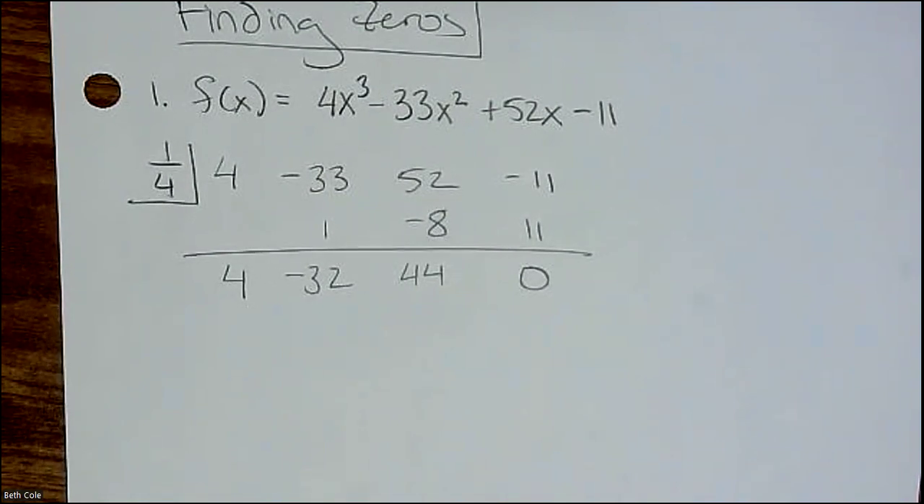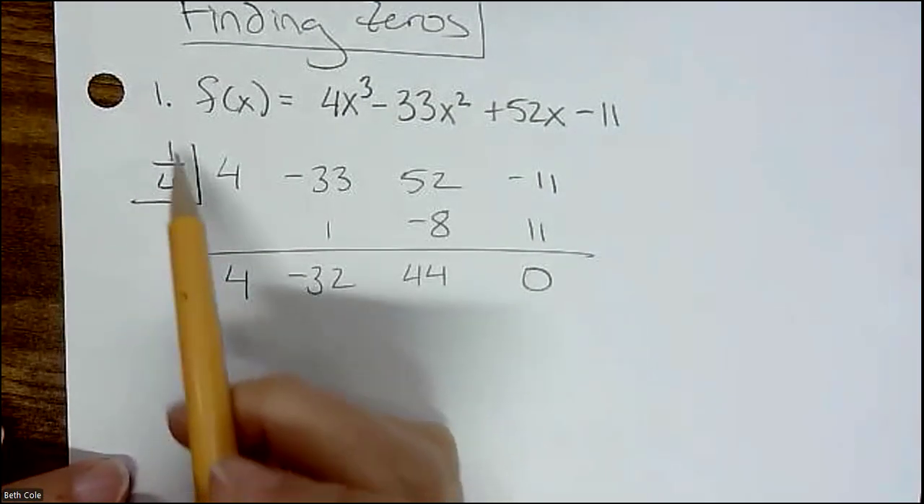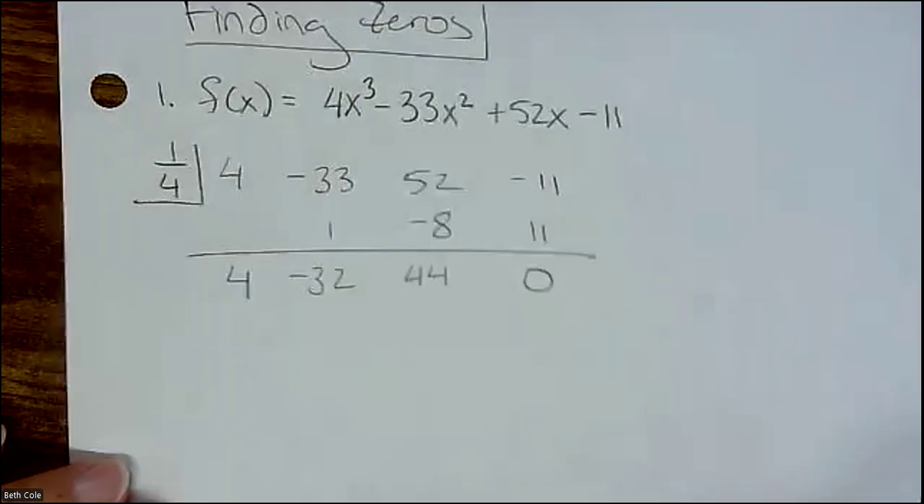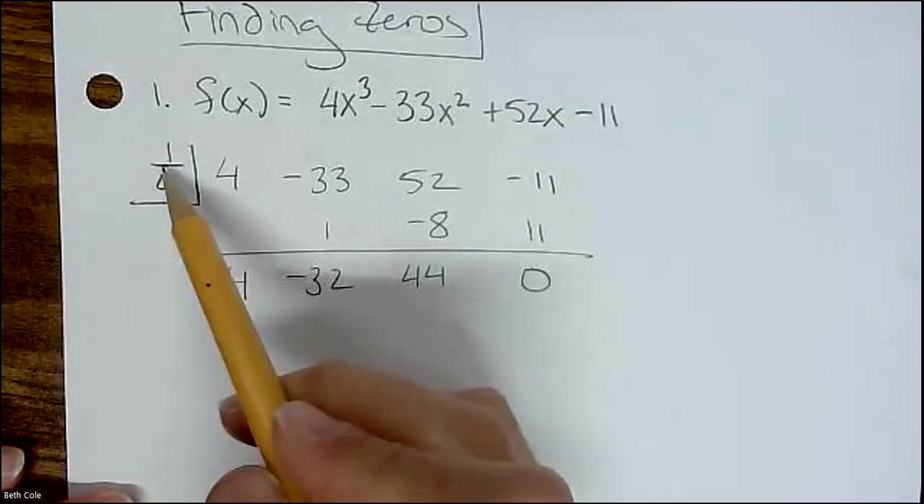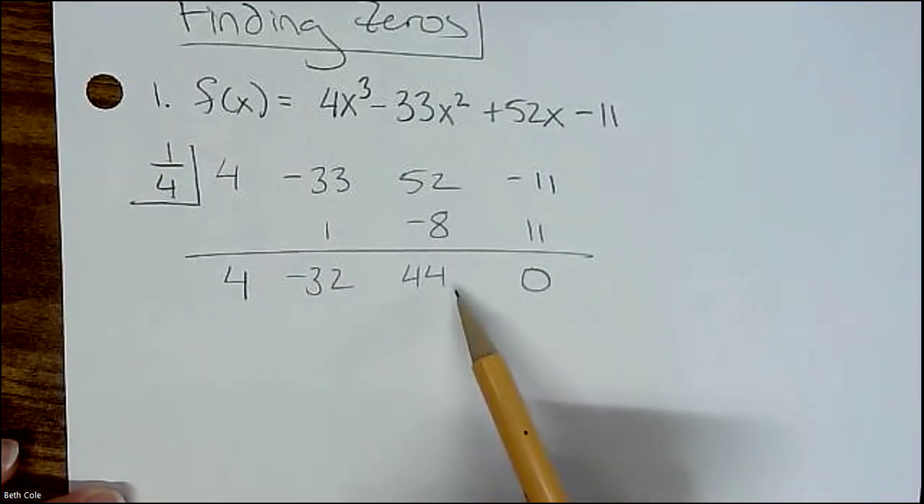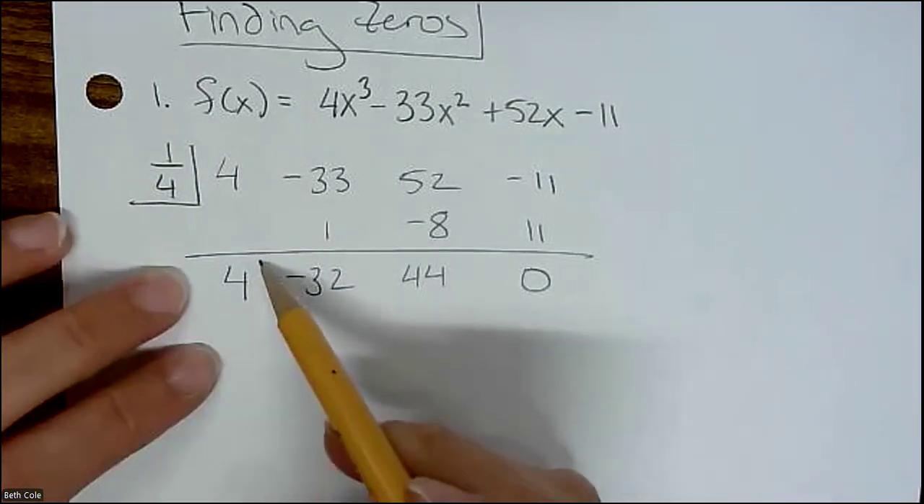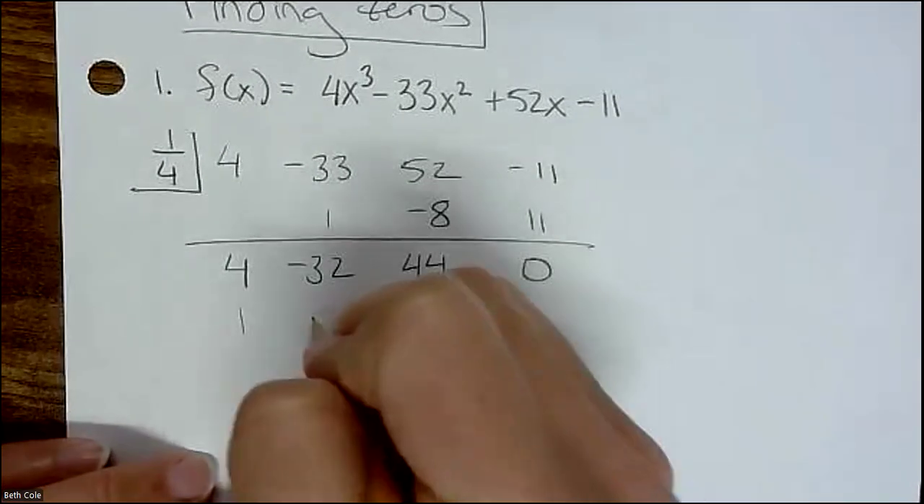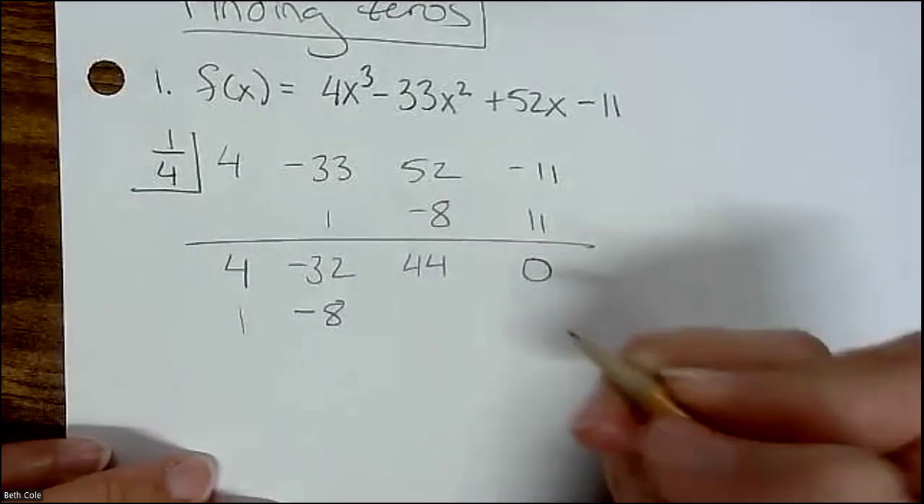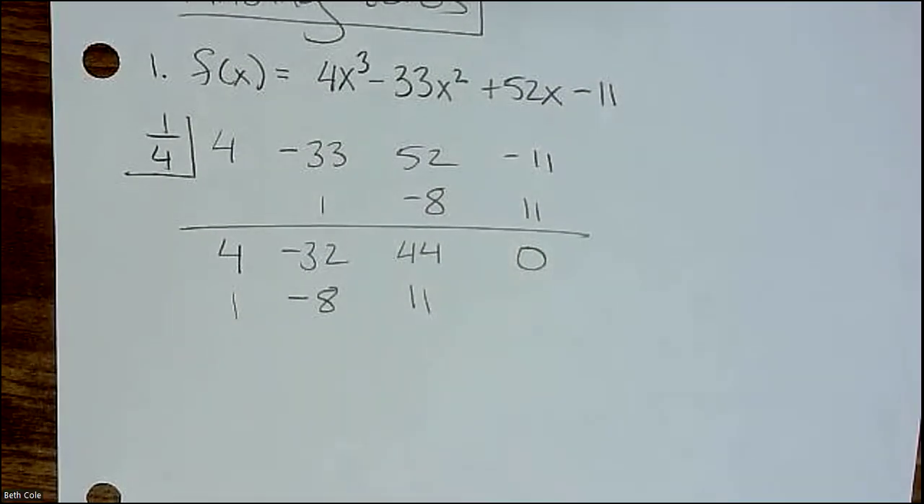Okay. Now, whenever you have a fraction as your number in the little box, I'm going to pause again. When this number is a fraction, you have to reduce these. They will all divide by 4. So 4 divided by 4 is 1. Negative 32 divided by 4 is -8. And 44 divided by 4 is 11. You're reducing it. Now we're going to put the x's back in.